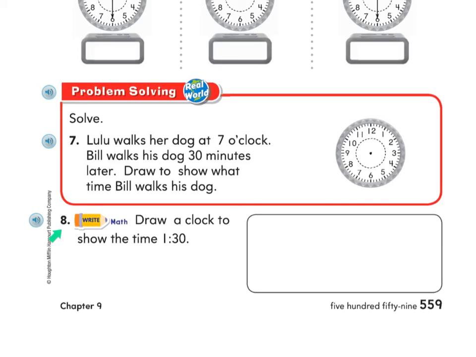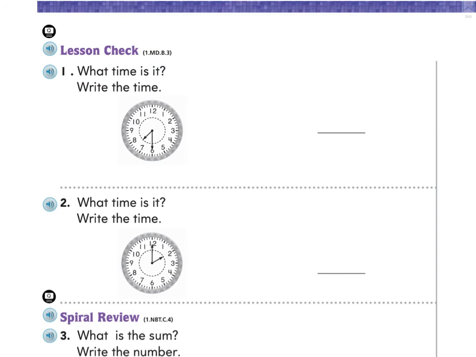Then you can do number 8. It says draw a clock to show the time 1:30. Okay, so this is kind of fun. Just do your best to draw a clock and show the time 1:30. Then on page 560, it says what time is it? Write the time. So read the clock and write the time over here. Then number 2, what time is it? Write the time. Look at the clock, read the time, write it over here.